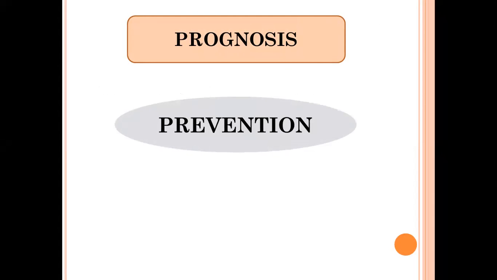Then prevention, how can you prevent this? By taking a healthy diet. If a patient is diabetic, then we have to advise a low carbohydrate diet. Then control hypertension by taking a low sodium diet. Then advise to avoid alcohol and smoking. All those things should be maintained in order to control chronic renal failure.